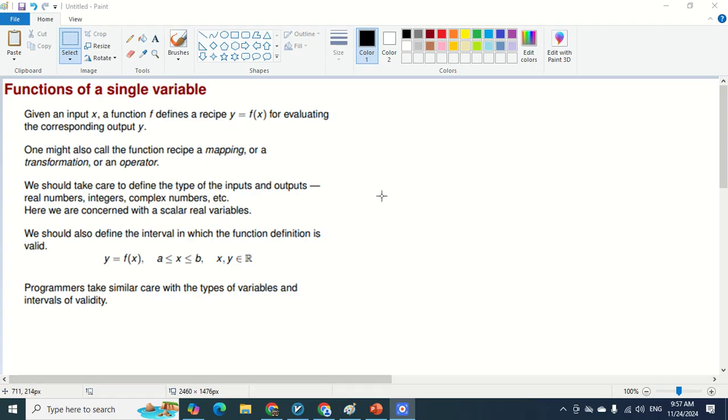So this is the definition of a function of a single variable. Let us take a look at that definition. Given an input x, a function f defines a recipe y equals f of x for evaluating the corresponding output y. So up to here we can consider a function as a procedure, a mapping, or a law. We can consider the function as one machine or one type of law that has one input inside of it.